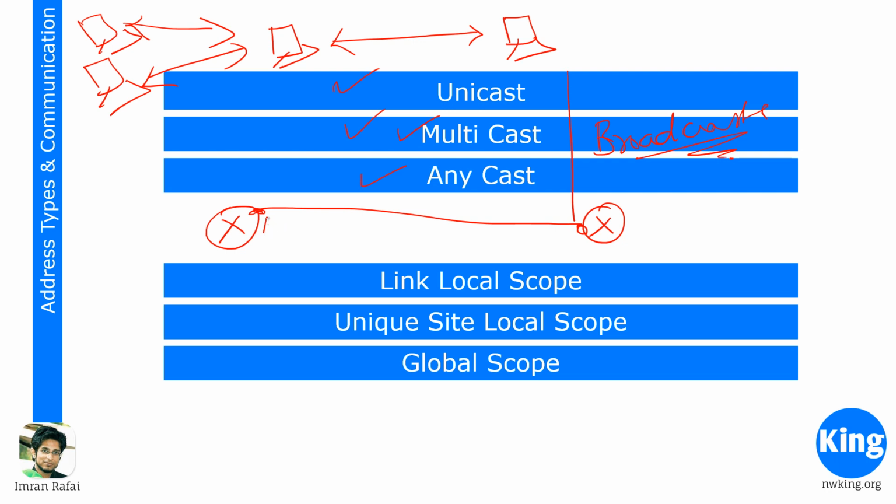Link local IP addresses are IP addresses that start with FE80, and they're normally denoted by FE80::/64. Similarly, the other interface is going to have an FE80::/64. This IP address is used only for local communication.